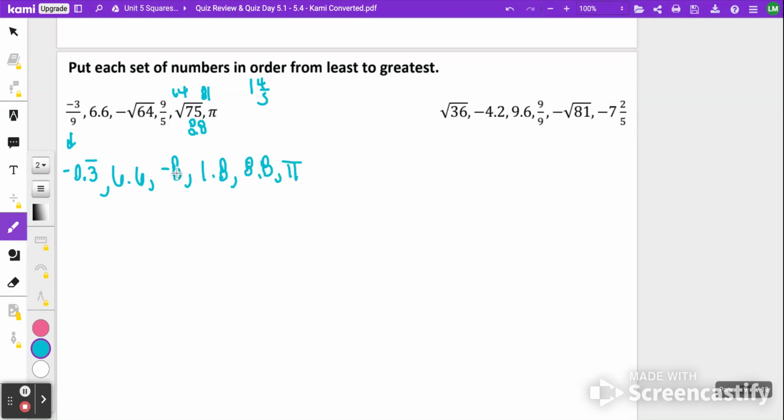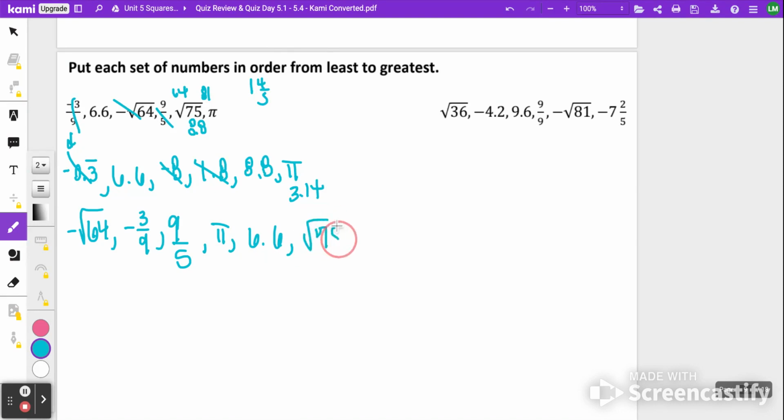Okay, negatives first. Negative 8 is my smallest one, so that's negative square root of 64. Then my negative 3/9. I'm going to cross those off so I don't pick them again. Next up, I have 1.8, which is at 9/5. Then 6.6. Oops, no, pi is next actually. Did not write pi as a decimal. Tricky. Pi, then 6.6, and then last but not least, that square root of 75.